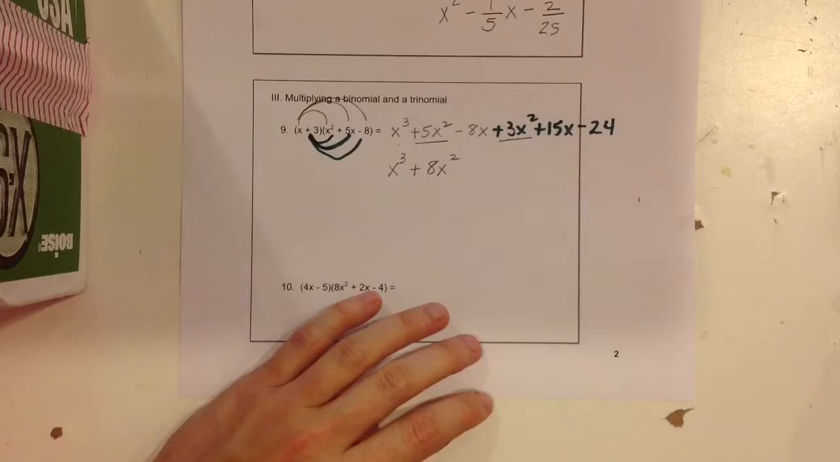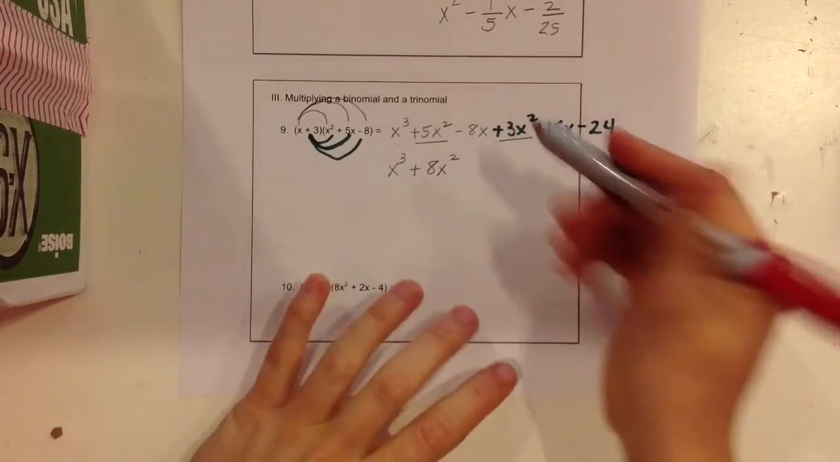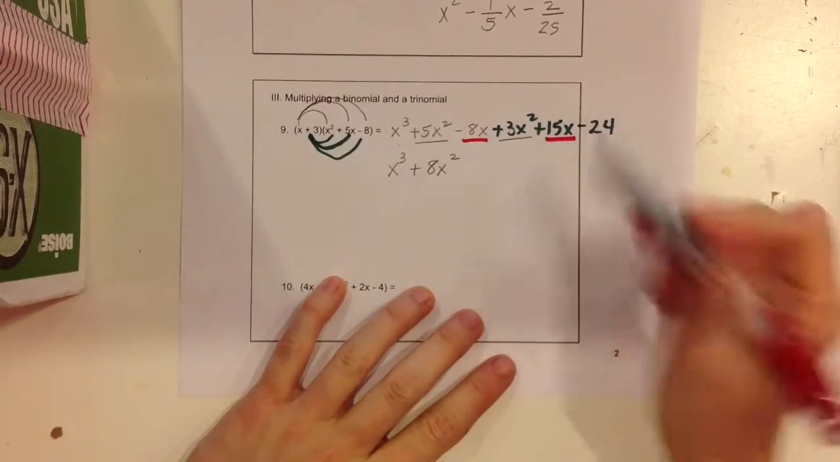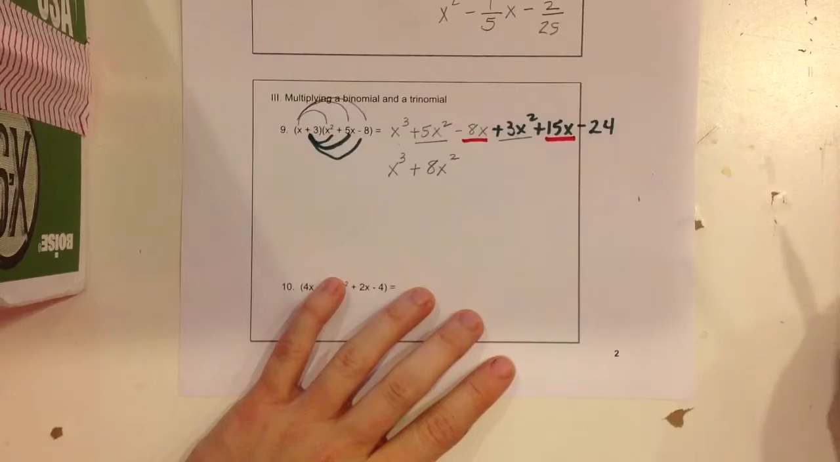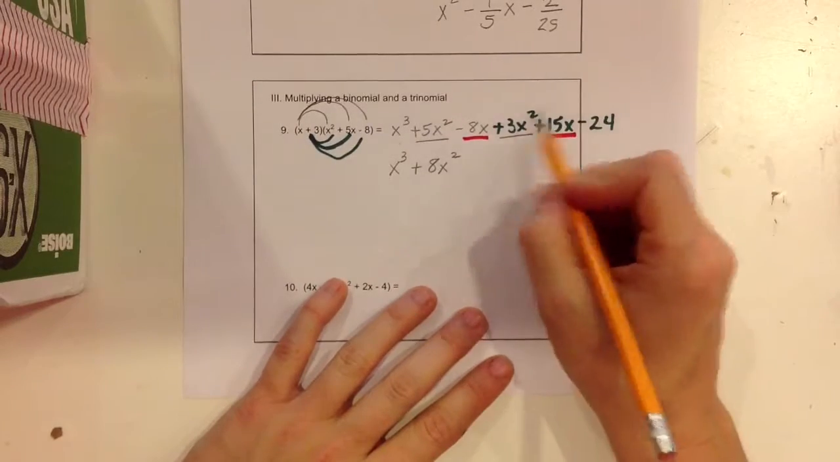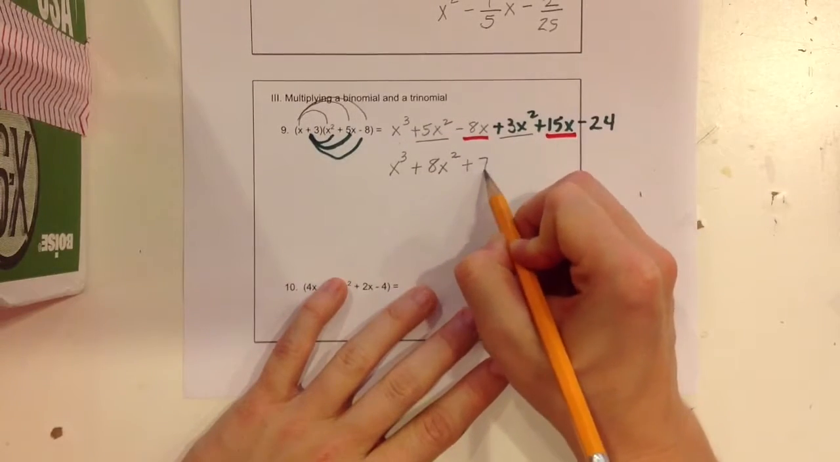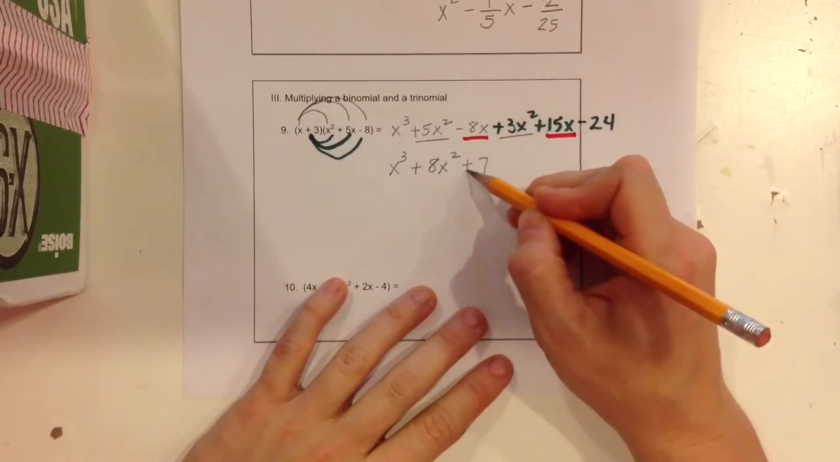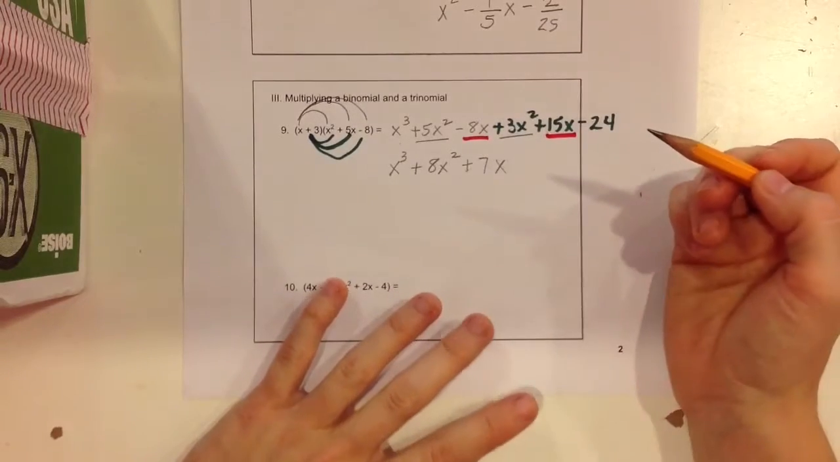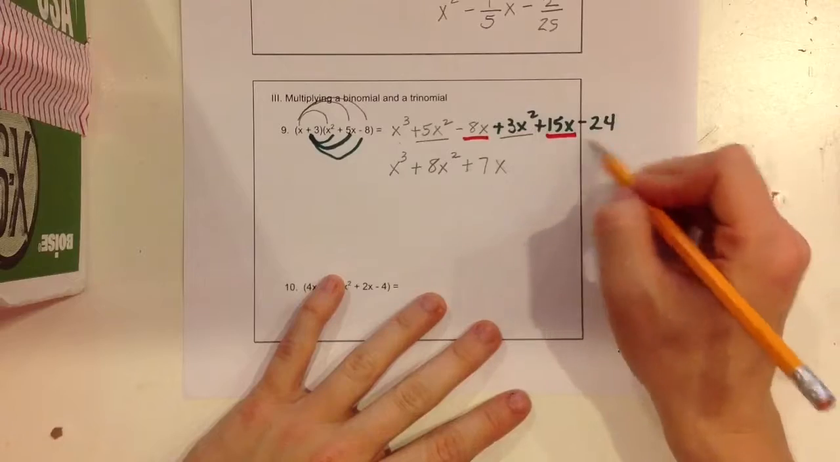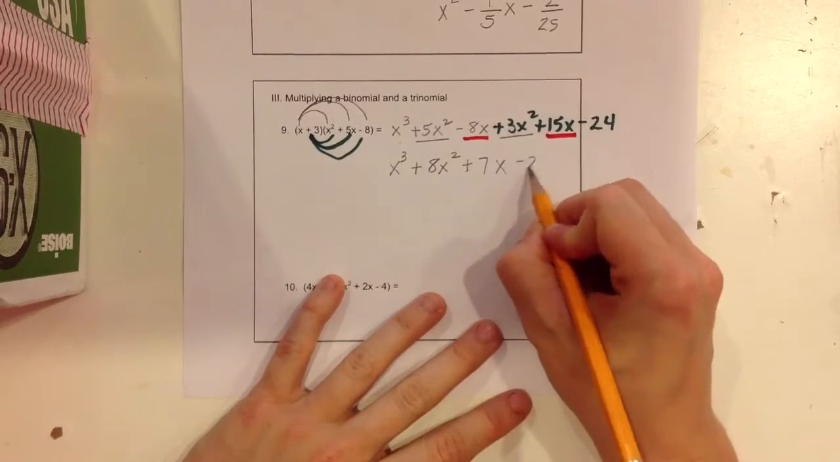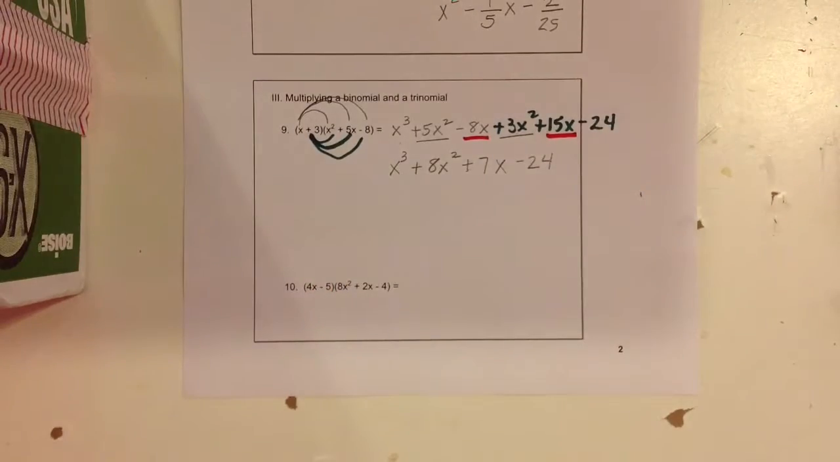For my x's, I have a negative 8x and a positive 15x. So different signs, so I'm going to subtract. 15 minus 8 is 7. And the bigger number is positive, so my answer is positive 7x. And then last, the negative 24 doesn't have anything in common, so it's just going to come down. So this is your answer in simplest form because there are no more like terms.